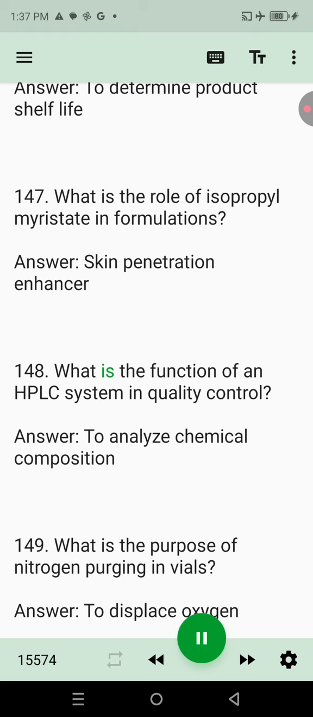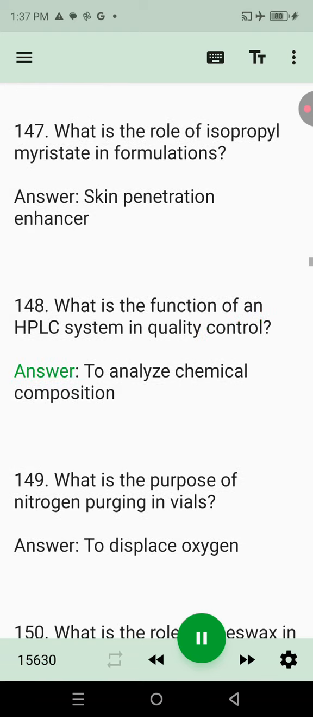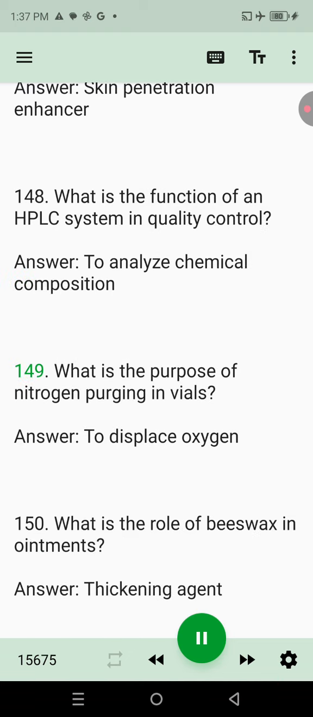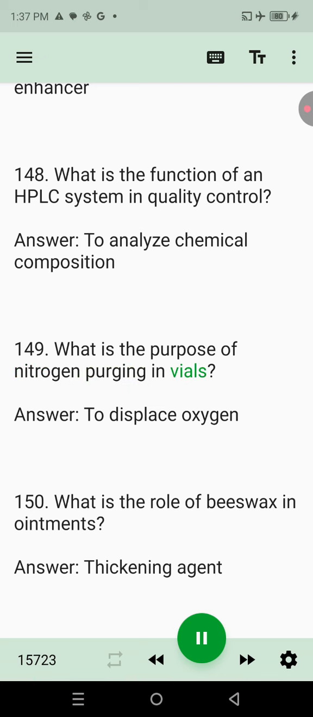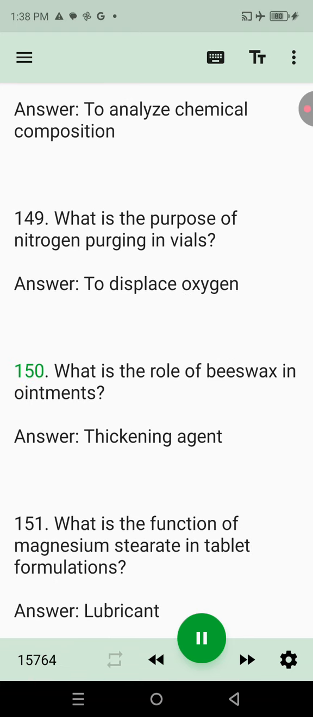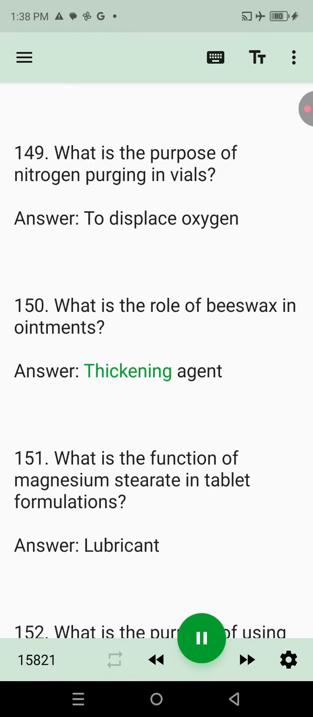148. What is the function of an HPLC system in quality control? Answer: to analyze chemical composition. 149. What is the purpose of nitrogen purging in vials? Answer: to displace oxygen. 150. What is the role of beeswax in ointments? Answer: thickening agent.